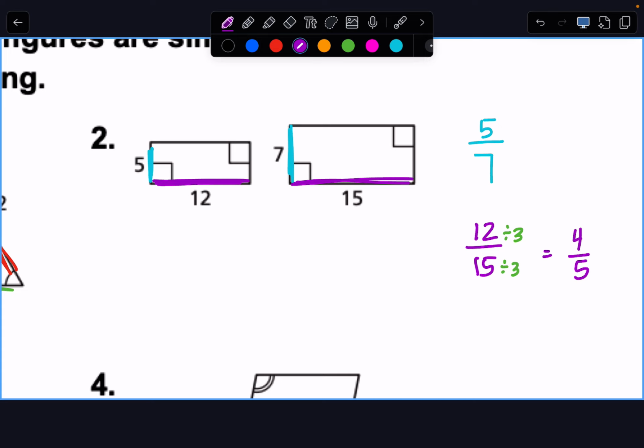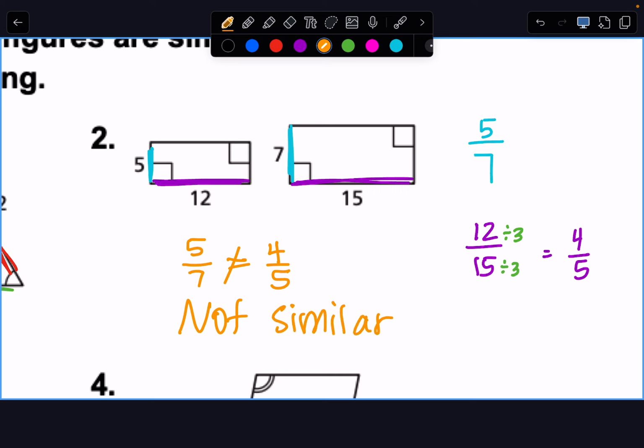Hard question for you here, Bruno. Is 5 over 7 the same as 4 over 5? No. So these two rectangles are not similar. If those two fractions are not the same when we reduce them down, then they're not similar.